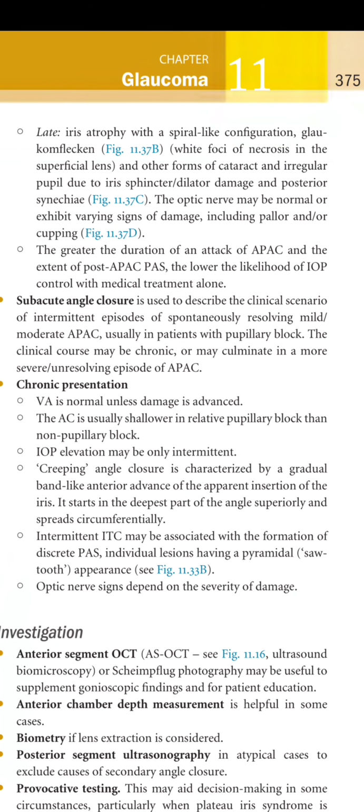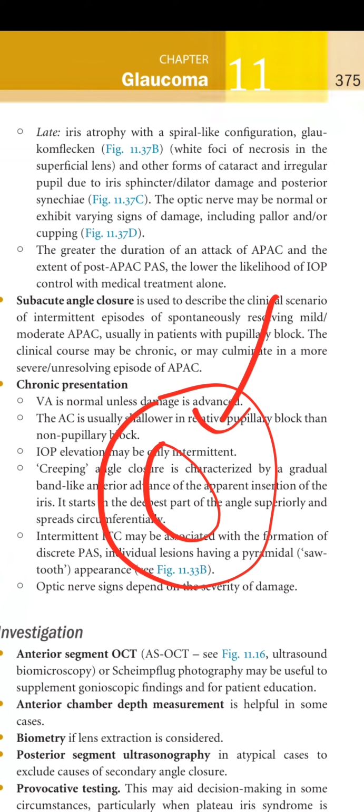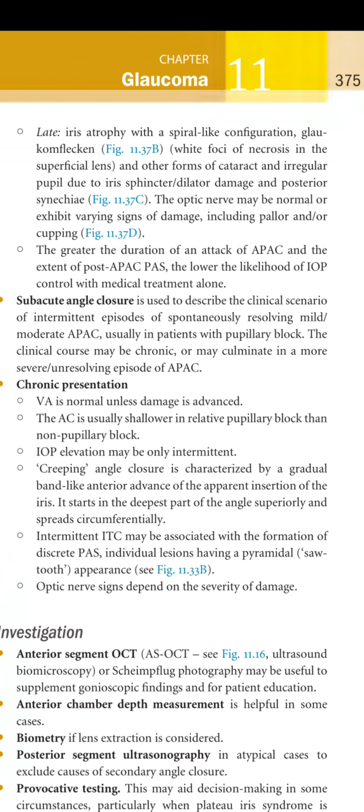So if a patient presents to you and you do not know that the patient has had angle closure, you can still diagnose that the patient sometimes in his or her lifetime had an acute angle closure attack. You will know it by a spiral shape configuration of the iris. There will be lens infarcts, whitish in shape, and that is how you will know that a patient had an attack of angle closure in a previous lifetime.